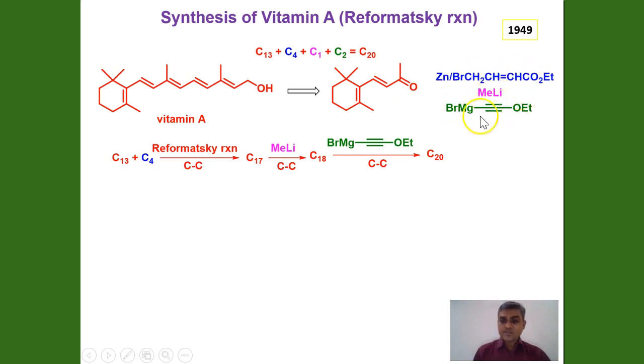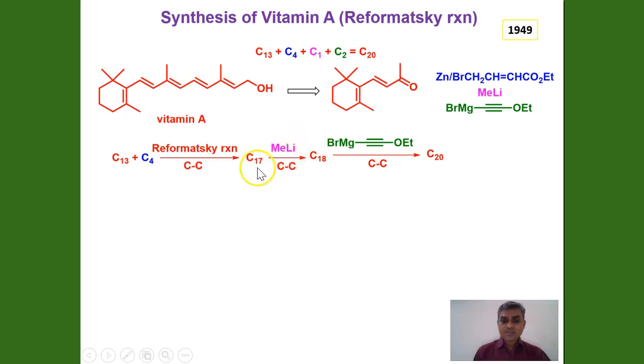It is a very unique synthesis where there are demonstrations of organozinc compounds, organolithium compounds, and organomagnesium compounds for the synthesis of vitamin A. So here beta-ionone is treated with a Reformatsky reagent. Reformatsky reagent offers 4 carbon atoms. We get 17 carbon atoms as an intermediate.